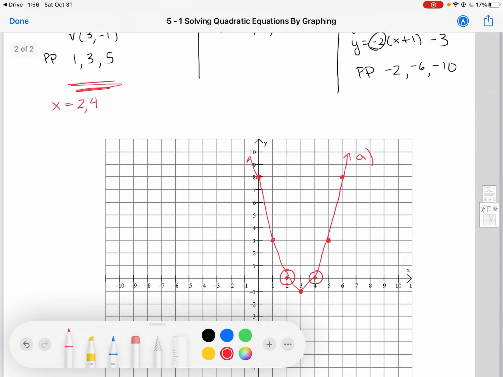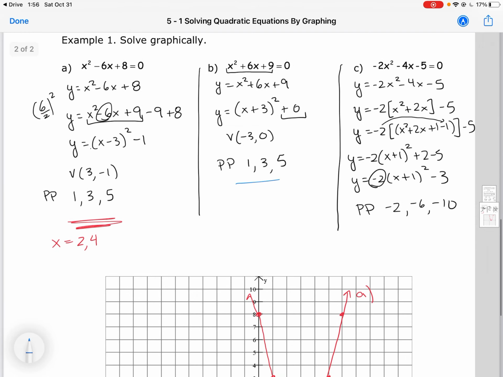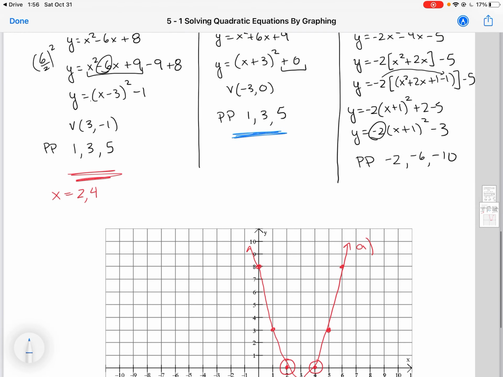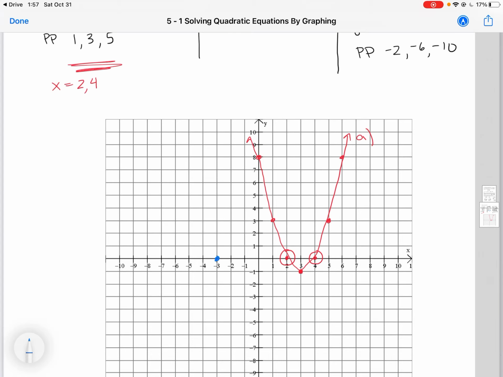My next one I will do in blue. So I'm going to start with my vertex, which is minus 3, 0, over 1, up 1, over 1, up 3. Here we go. Over 1, 1, 2, 3, 4, 5. And then the same on the other side. And I'm going to fill in both halves of the parabola. And what I'm going to notice is that it only crosses the x-axis right at that vertex. So my x is minus 3.